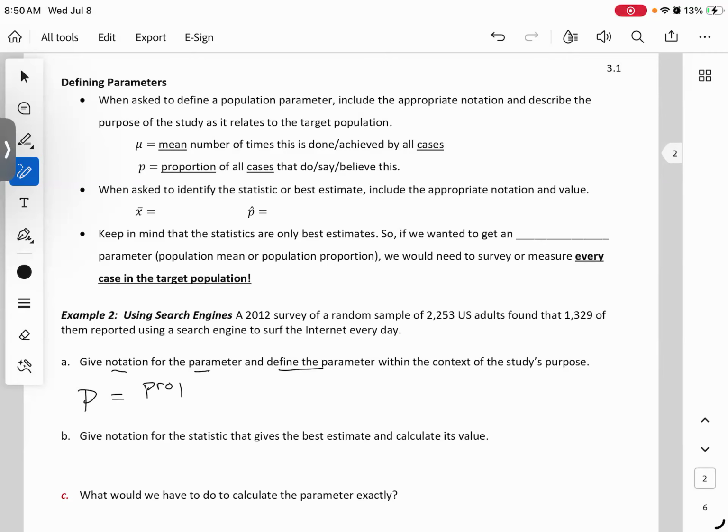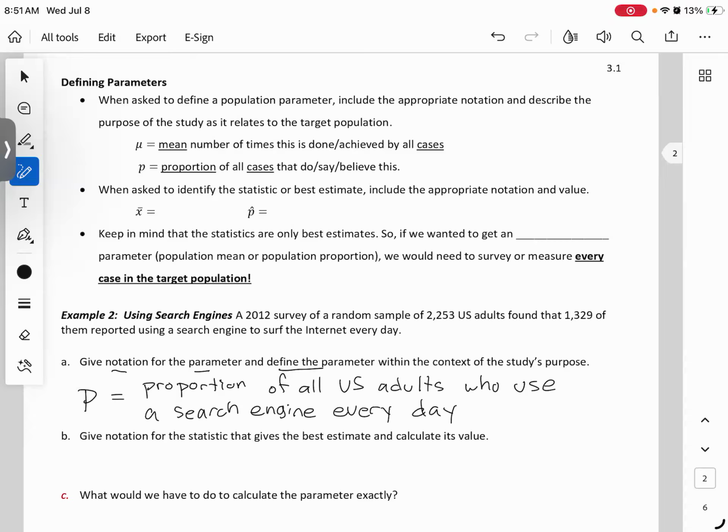I'm probably going to write this out on 2 lines. Proportion of who? Of all, and this was about US adults. The proportion of all US adults who do or say believe what? In this case, who are on the internet every day. The proportion of all US adults who use a search engine every day.